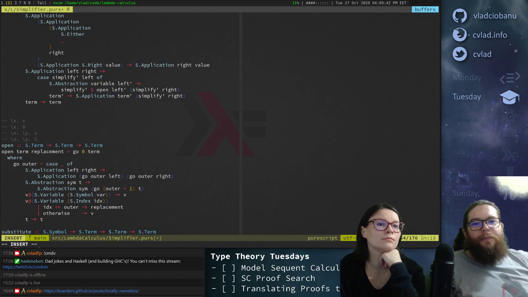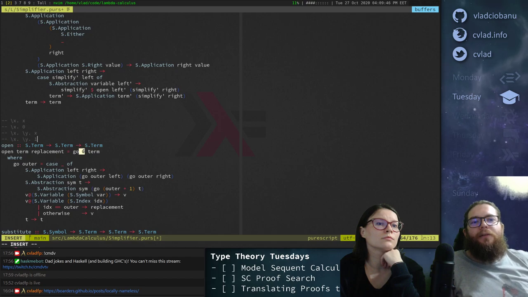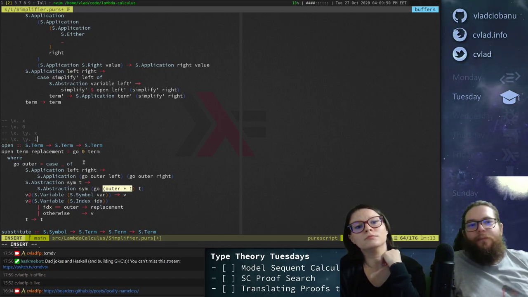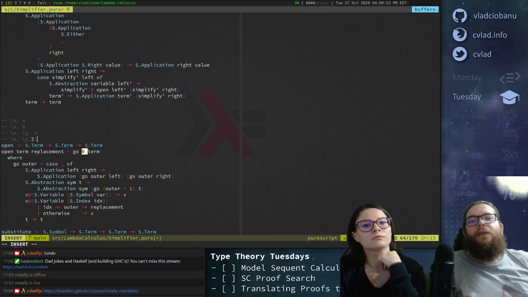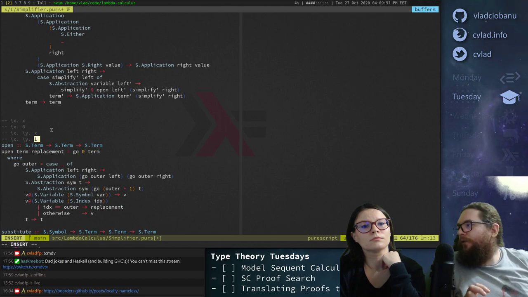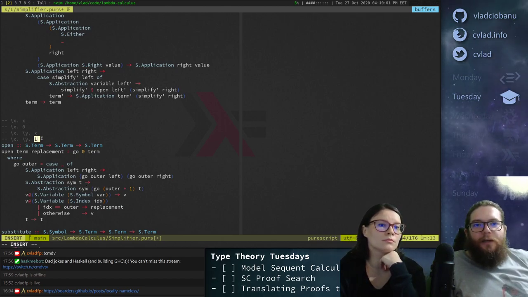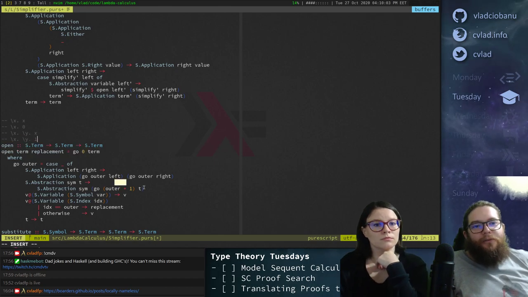So then basically to replace X, you start at zero, but then if you find another abstraction, you increase by one. So you basically keep track, but you always replace the biggest one, the largest one rather, or something like that. If it exists, so you need to keep track of whether it's there.